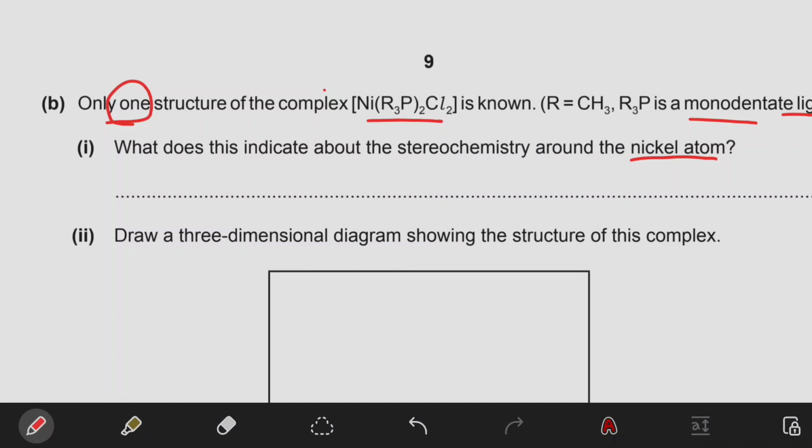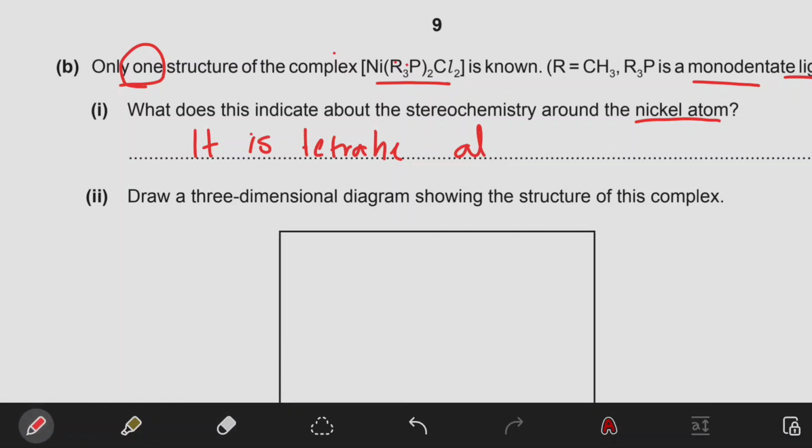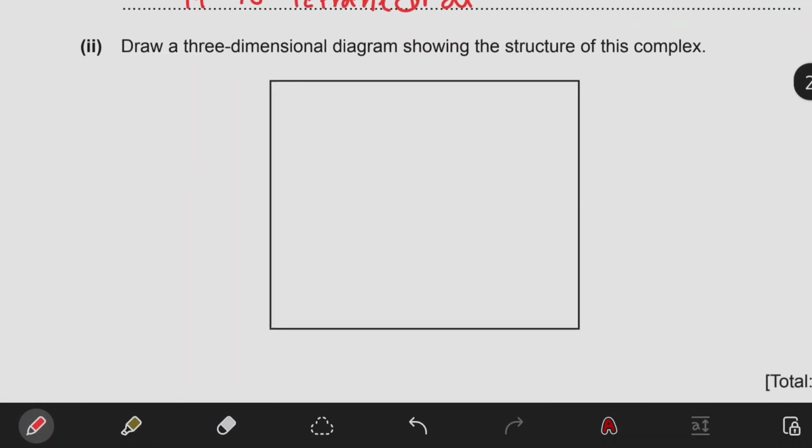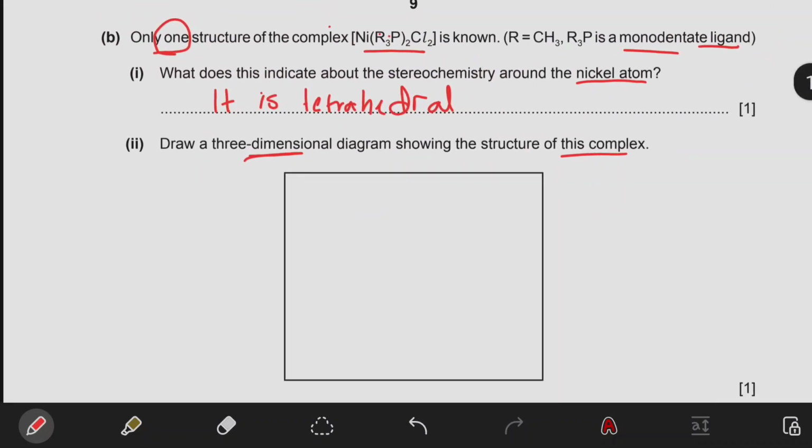because if it was square planar, then it would have shown cis-trans, and cis-trans would result in it having two structures of this complex. So it means that it is tetrahedral. Draw a three-dimensional diagram showing the structure of this complex. Okay, since it's tetrahedral, it would be something like this.